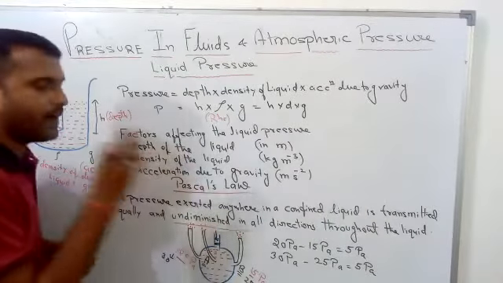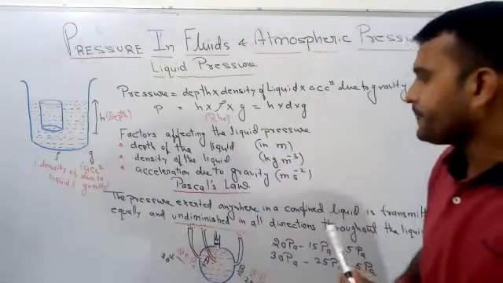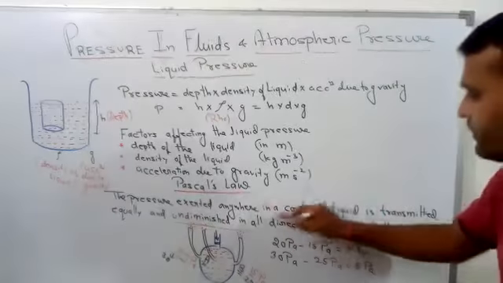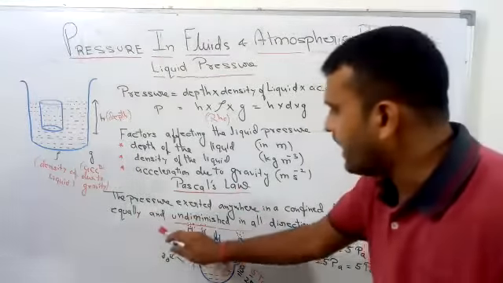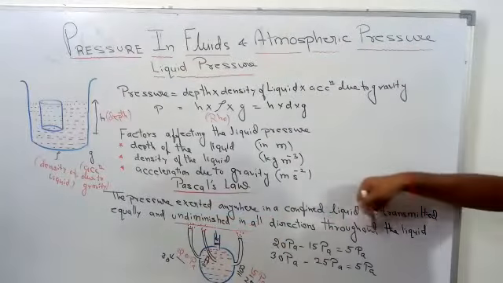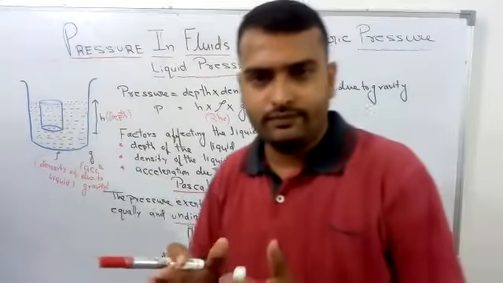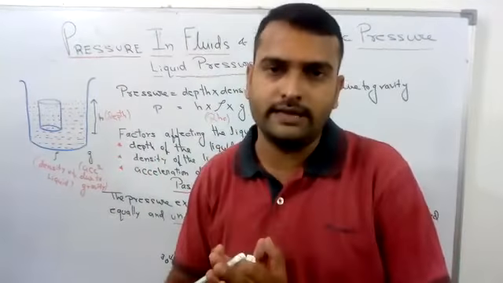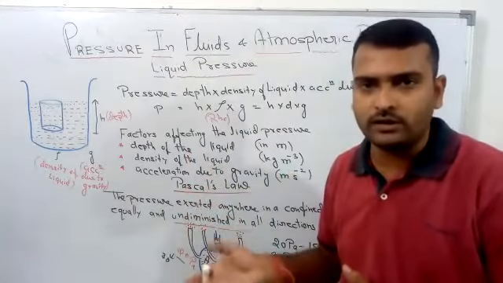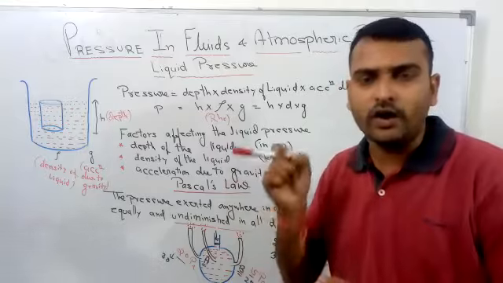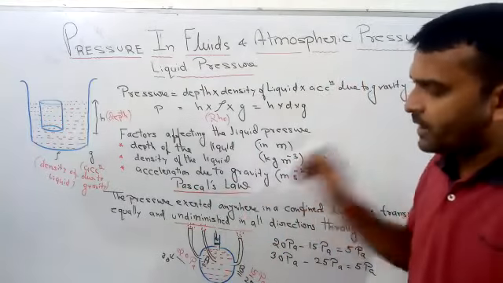This is called Pascal's law. The pressure exerted anywhere in a confined liquid is transmitted equally and undiminished in all directions throughout the liquid. Pressure will be distributed by the same amount in all directions. This is known as Pascal's law. A lot of applications are based on Pascal's law. Hydraulic machines are an example, and hydraulic brakes are examples of Pascal's law.